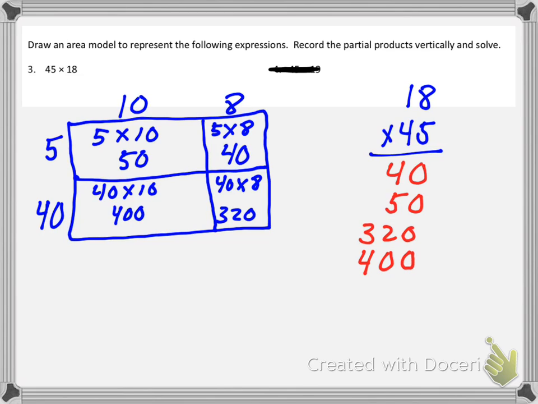Be sure to line up your ones, your tens, and your hundreds. And we add our partial products. There are no ones. There's 11 tens. And there are 8 hundreds. So our product of 18 times 45 is 810.